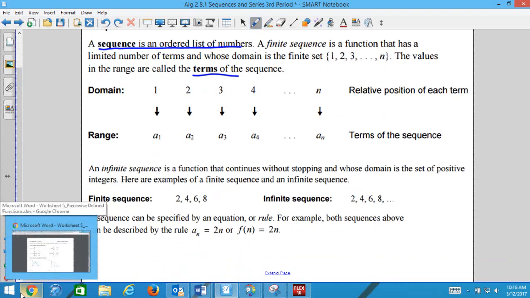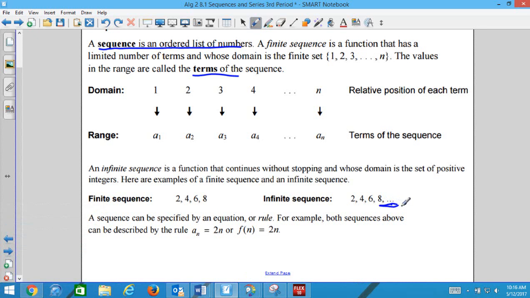You guys should know what infinite means. It goes on forever. When you look at the infinite sequence, you see it has these dot, dot, dots at the end, saying it's going on forever. So what's a finite? It stops at a certain point. It doesn't go on forever, it just stops. It's the same thing, this one stops, that one doesn't.